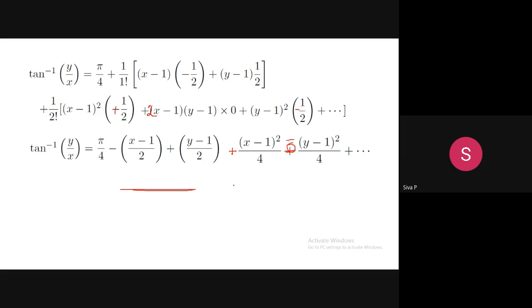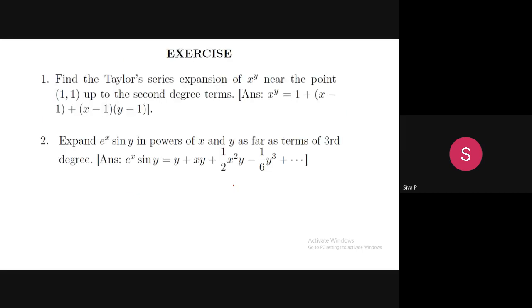Only thing is you should know how to find the partial derivatives: first order, second order, or third order. Maximum up to third order only they will ask, but minimum up to second order they will ask. Next one is exercise. You copy both the problems. Day after tomorrow, I will check it.